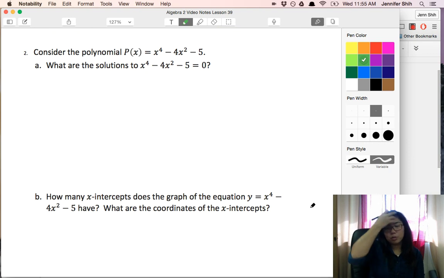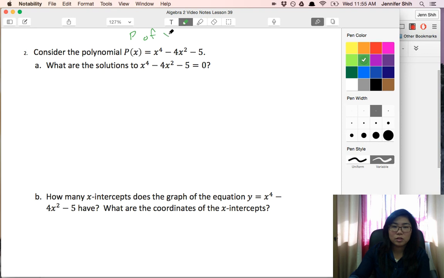Consider the polynomial p of x. That's how you read that, p of x, is equal to x to the 4th minus 4x squared minus 5.